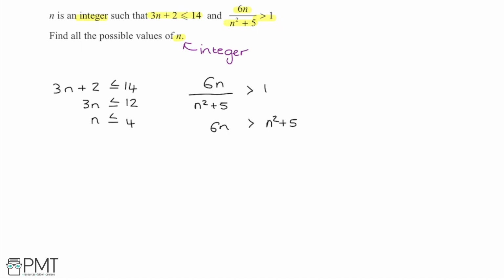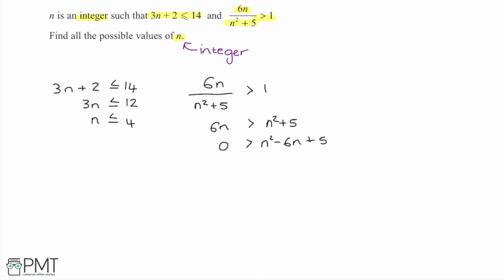Now I can see that I'm building a quadratic here. We've got an n squared and a term with n in it. And if I move all of the terms over to one side of the inequality sign, I'm left with basically a quadratic being less than 0. So if I move the 6n to the other side, I have 0 is greater than n squared minus 6n, because I'm subtracting it from both sides, plus 5.